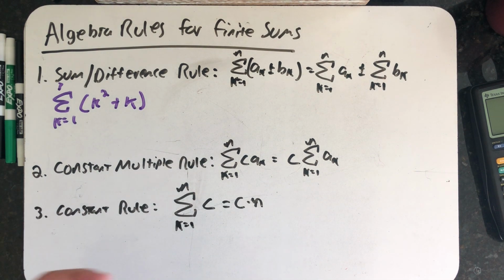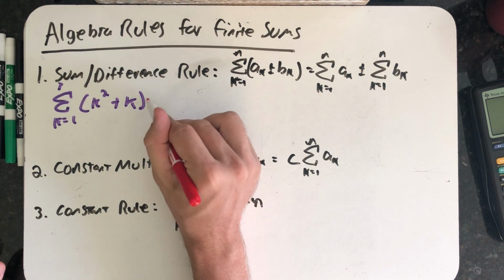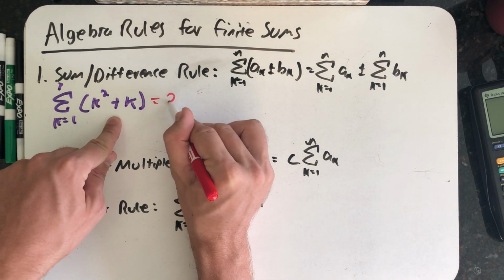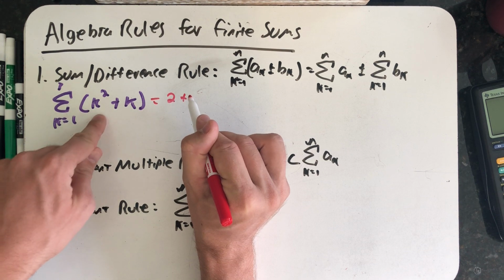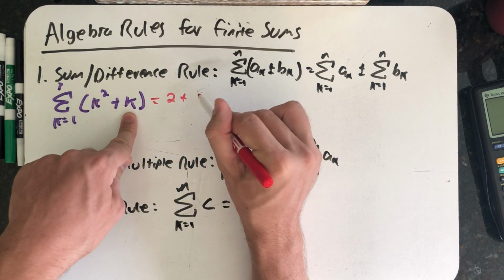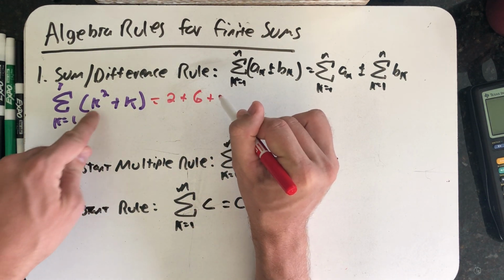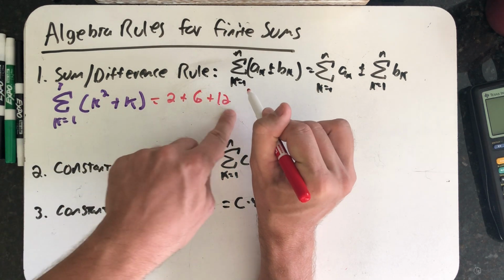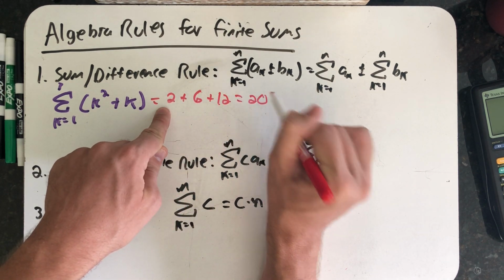And what I want to do first is just write out this sum exactly as it is. I'm going to plug 1 in and get a first term, 2 in for a second term, and 3 in for a third term, and then find a number. So when k is 1, I get 1 and 1 make 2. When k is 2, I get 4 and 2 make 6. And when k is equal to 3, I get 9 and 3 make 12. 2, 6, 12, 18, that sum is 20.